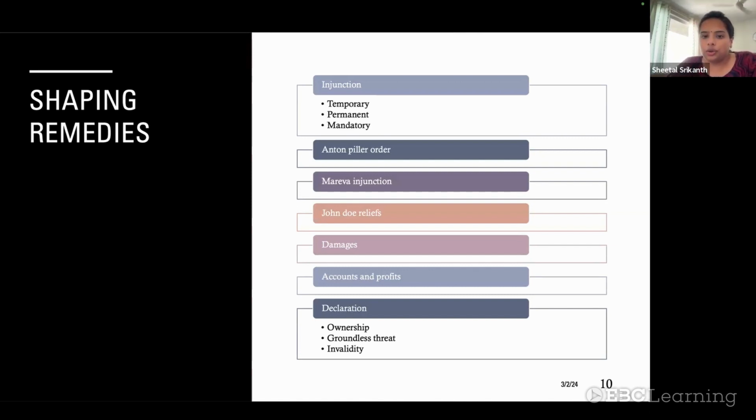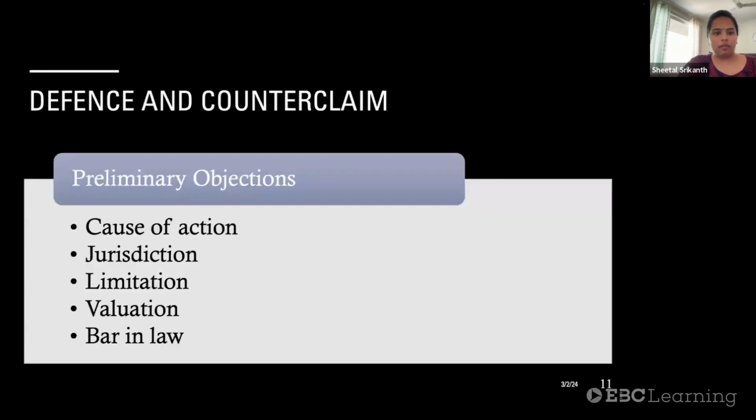Mareva injunctions and John Doe reliefs were already covered by Mr. Ashok GV in the previous lecture, so you can refer back to those notes and those lectures. I don't want to overlap with things that have already been covered.